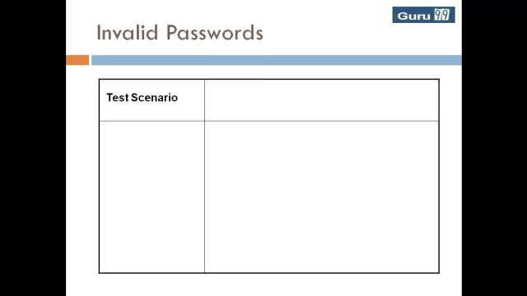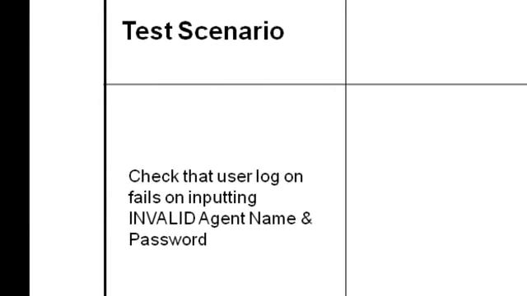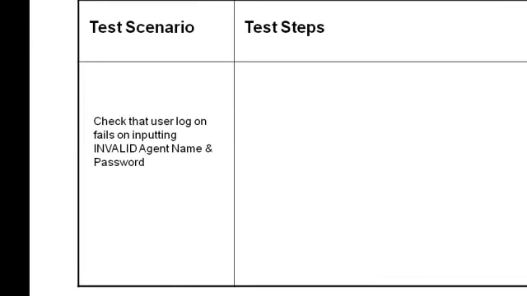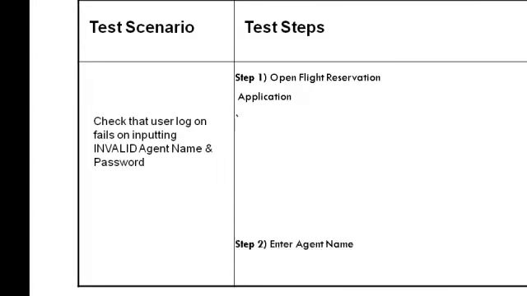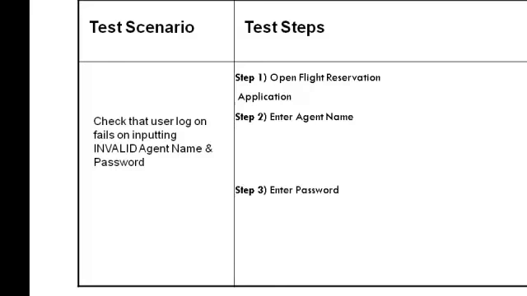Let's check out a new scenario. To check that user logon fails on entering invalid username and password, the first four steps will remain the same. That is, open flight reservation application, enter agent name, enter password, click OK.